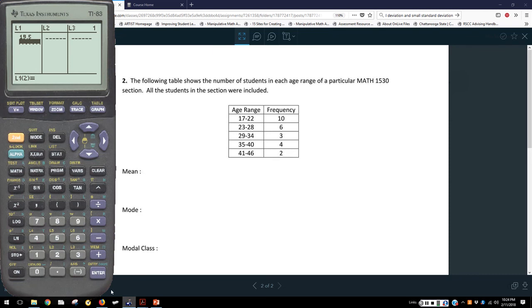Now I can continue doing that. You do need the parentheses. 23 plus 28 divided by 2, because you want to be sure it adds before you divide. And the same thing, I can do it again, 29 plus 34.